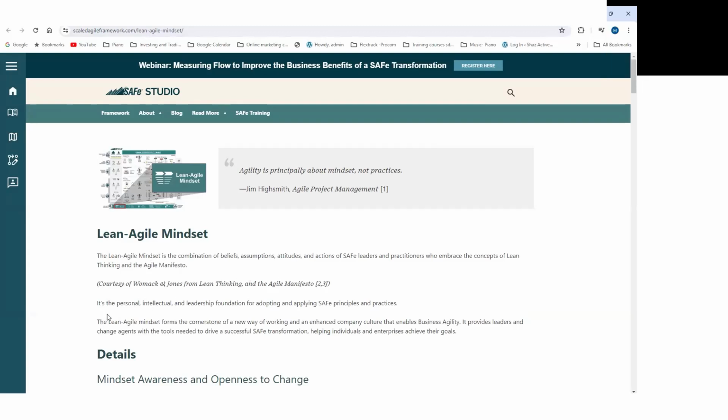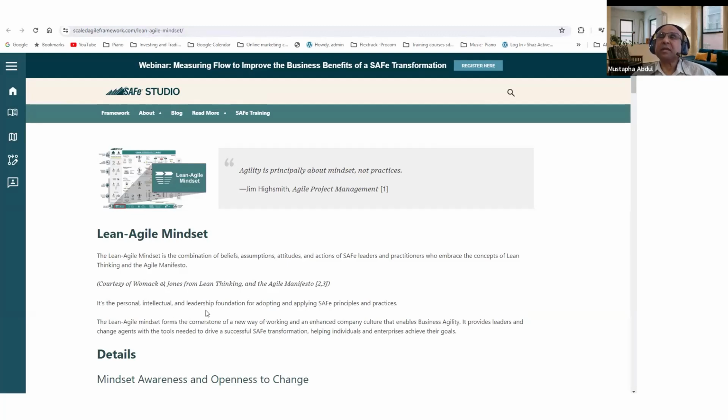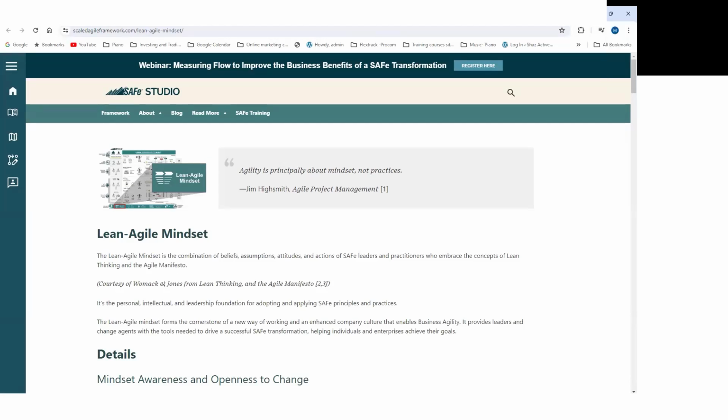I thought lean is minimizing the wastage, right? Well, we'll talk a little bit later about that. And yes, that is true. It's the personal, intellectual, and leadership foundation for adopting and applying SAFe principles and practices. But here we are talking about a lean agile mindset, not necessarily lean as in lean manufacturing. Sure. Yeah. Okay.